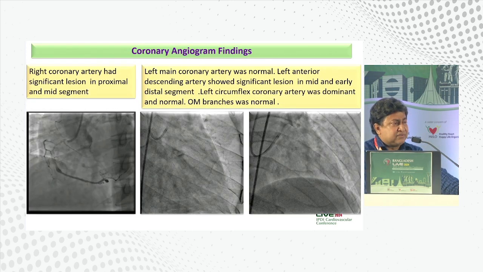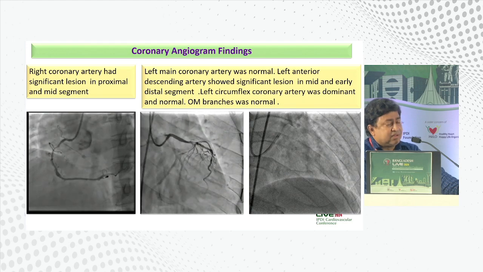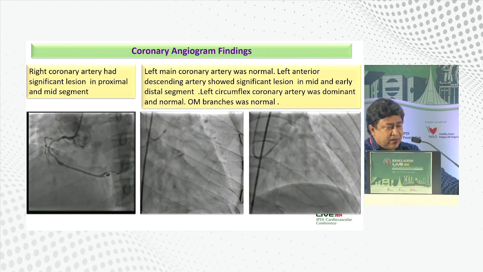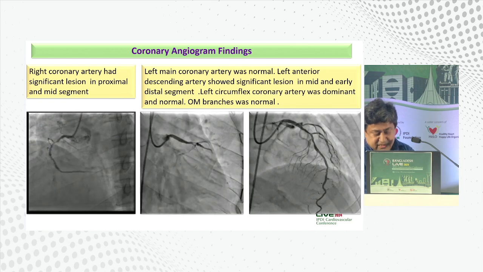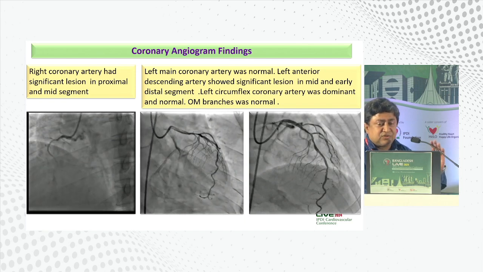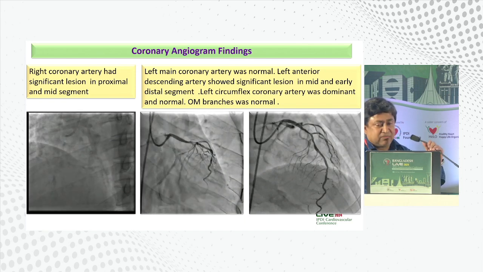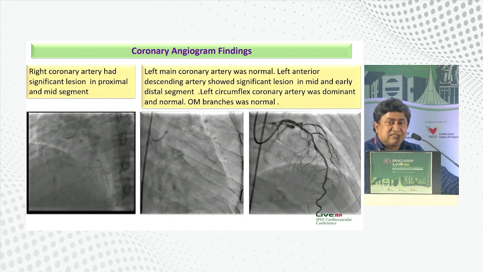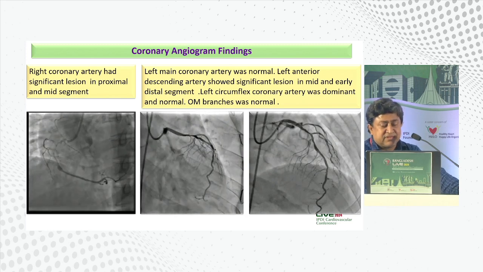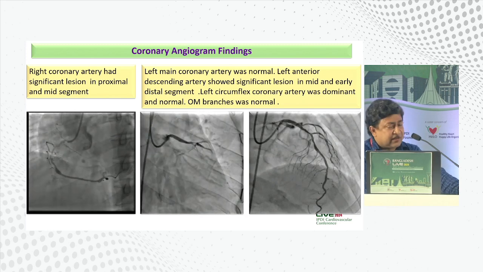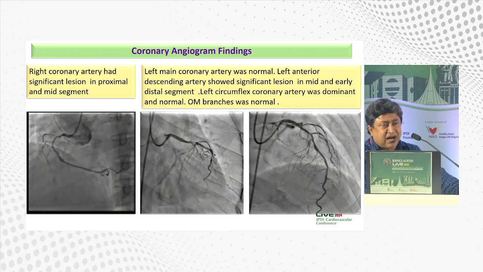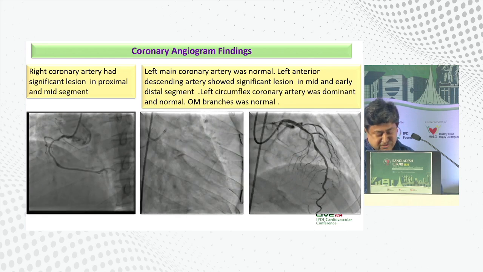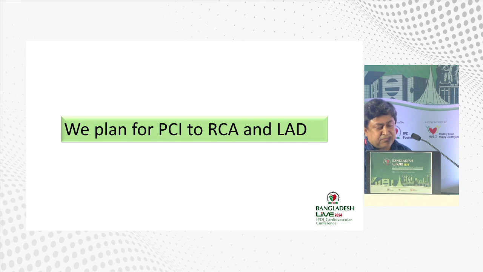Coronary angiogram shows that his right coronary artery had a significant lesion in the proximal and mid segment. The left coronary artery shows that his left main is normal, and LCX is dominant and free of disease, and LAD has a significant lesion in the early distal part and also the mid part. We plan for PCI to the RCA and the LAD.